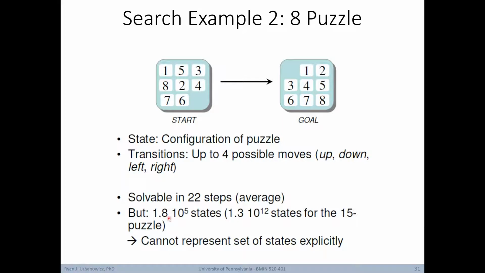However, there are 1.8 times 10 to the 5 different unique states for this problem, and 1.3 times 10 to the 12 states for the 15-number version of this same puzzle. Because of the potential size of this search space, we can't necessarily represent all states explicitly, or expect to search all possible configurations or series of steps.